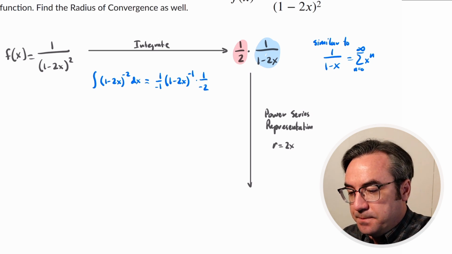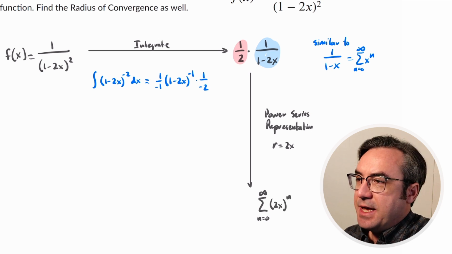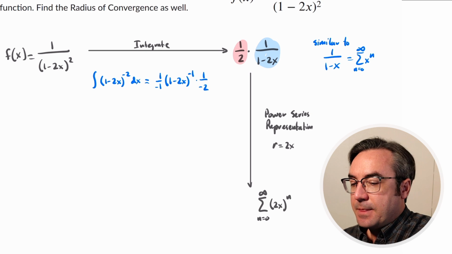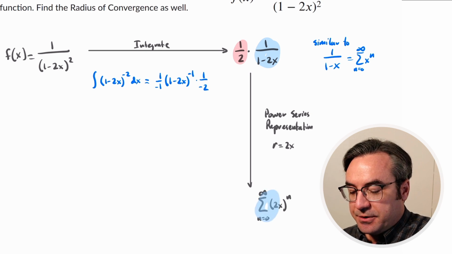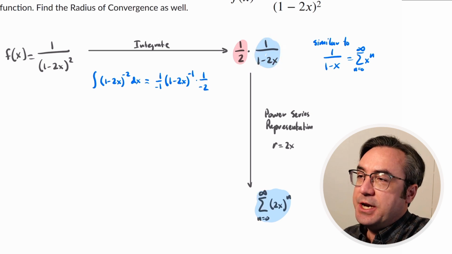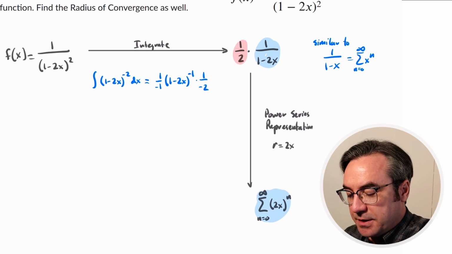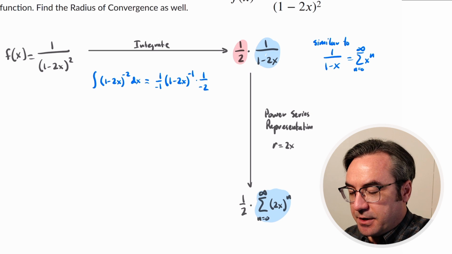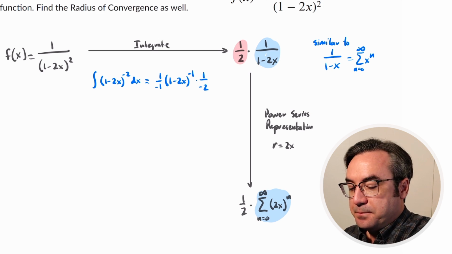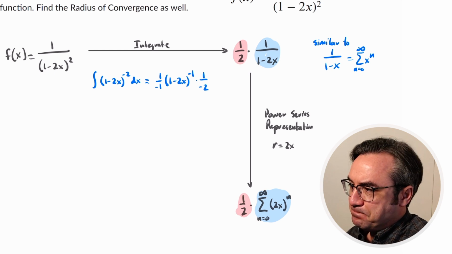All right, so our power series will be the sum from n equals 0 to infinity of 2x raised to the n. And that's just the power series representation for this fraction here. But we also had that constant multiple in front, so let's throw that 1/2 in front here. So we've got that constant multiple floating around.